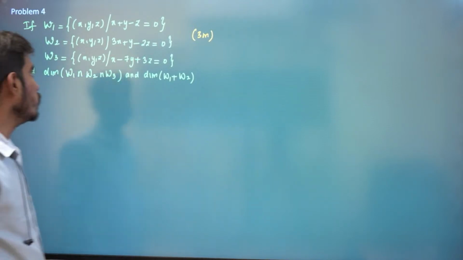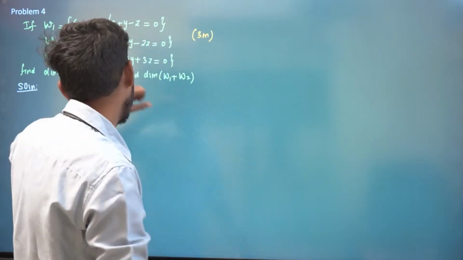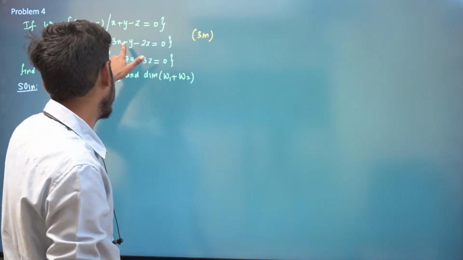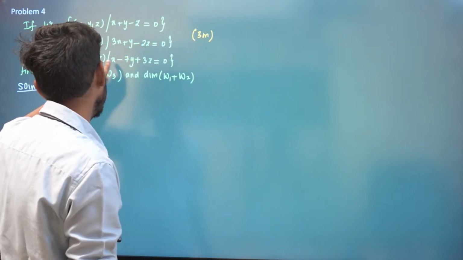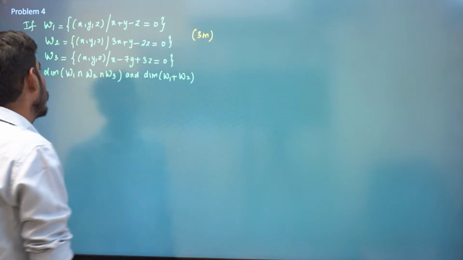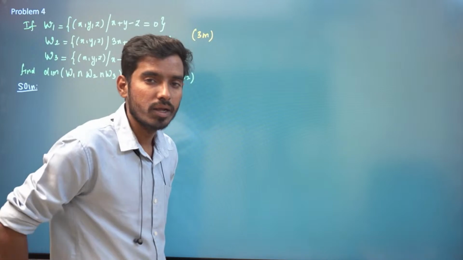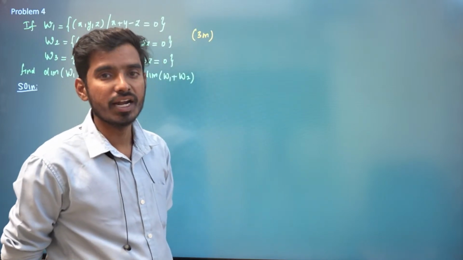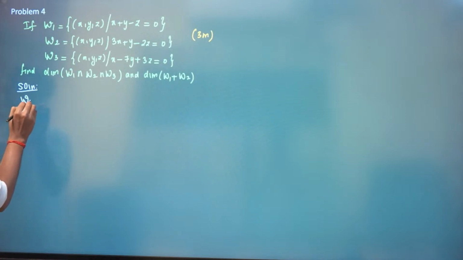So here W1 consists of all those solutions of this homogeneous system of linear equations, and W2 consists of all those solutions of this homogeneous system of linear equations, and W3 consists of solutions of this system of equations. Now first what we'll do is we will find individually the dimension for W1, dimension for W2, and dimension for W3.